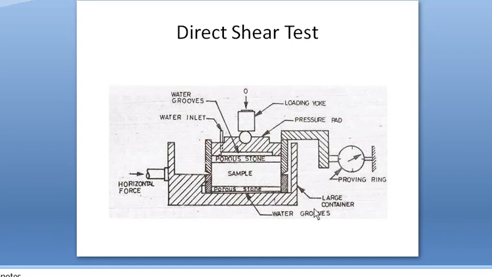This figure is from Arora's textbook. So the sample is filled in this shear box, the direct shear box. Porous stone is provided since drainage is allowed, and normal stress is applied through this direction, and horizontal force is applied through this direction. This is the proving ring. Proving ring is provided to measure the shear force.